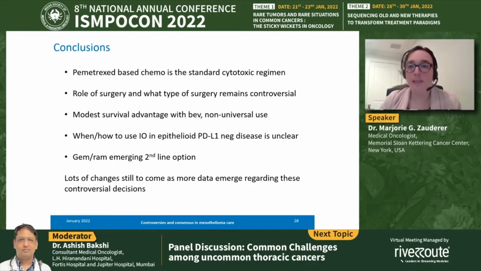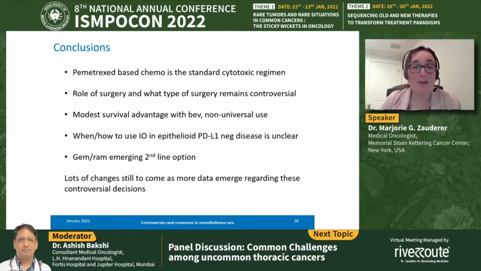trial will bring some further data into that space to help clarify those decisions about what the value of surgery is, who should get it, and when it should be used. I talked to you about the modest survival advantage associated with bevacizumab, but its uptake and use is not universal. It's very high in the US and in France, where the trial was initially done, but not so much in other places around the world.